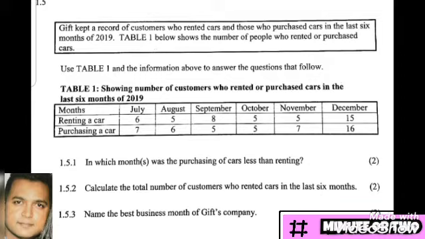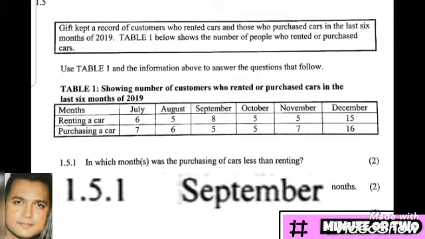So 1.5.1, in which month or months was the purchasing of cars less than renting? Now looking at the table, we can see that all the months for purchasing of a car is higher than renting a car, except for October, which is equal. The figures are equal there, there's 5 and 5. The exception would be September, where you find the purchasing amount is 5 and the renting is 8. So our answer would be September.